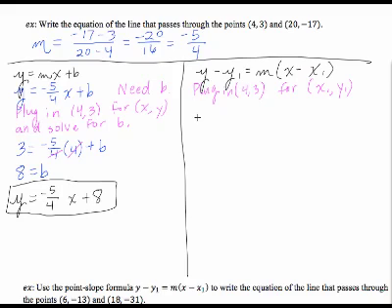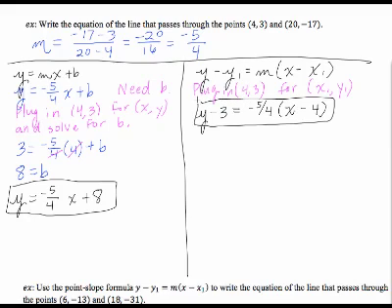Okay, so y minus 3, since 3 is the y value, equals the slope, negative 5/4, times x minus the x value, which is 4. That is the point-slope version of a line. That is an acceptable answer. If I ask, it just says write the equation. It doesn't say what form to write it in. So that's an acceptable answer.